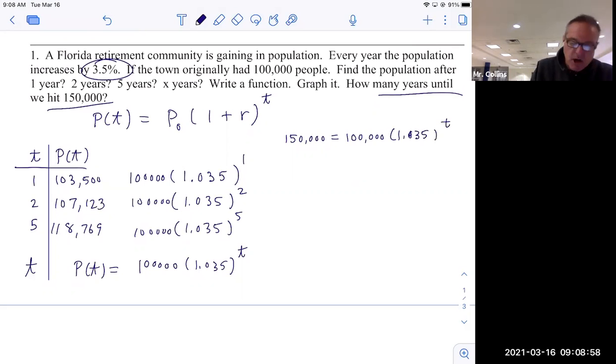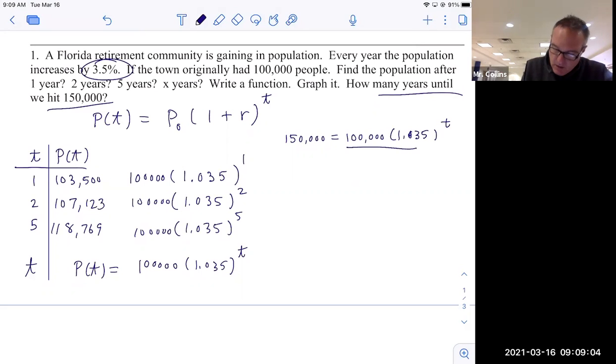Right. So if we're going to solve this, and again, I'll go quickly, hit the pause or rewind if I'm going too fast here. You've got to divide by 100,000 on both sides. That's pretty easy math. You don't need a calculator to tell you this is going to shake out to be 1.5 on the left and 1.035 to the T on the right.